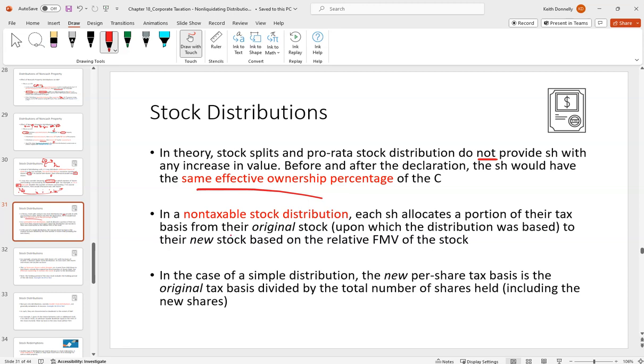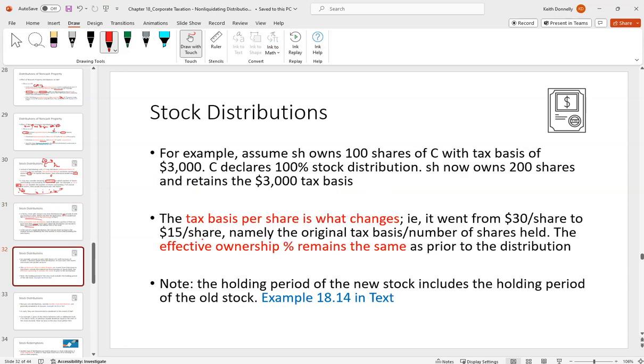Now, one of the things it says here is in a non-taxable stock distribution, each shareholder allocates a portion of their tax basis from their original stock upon which the distribution was based to their new stock basis, which is going to be based on the relative fair market value of the stock. In the case of a simple distribution, the new per share basis is the original tax basis divided by the total number of shares held, including the new shares. Mouthful, a lot of words. What does this mean? Let's look at it with some numbers.